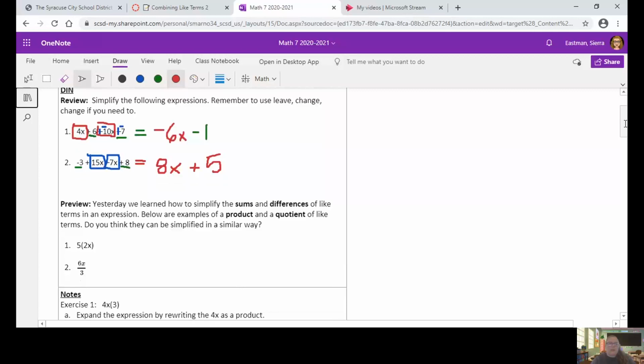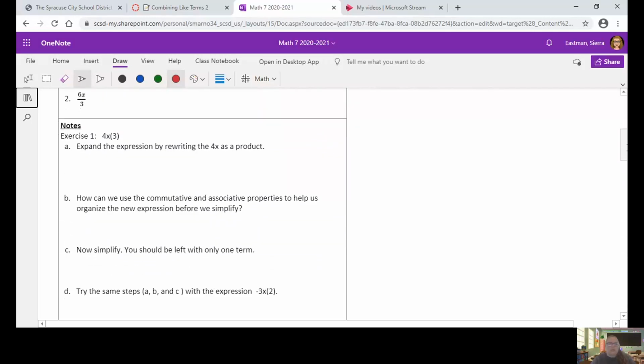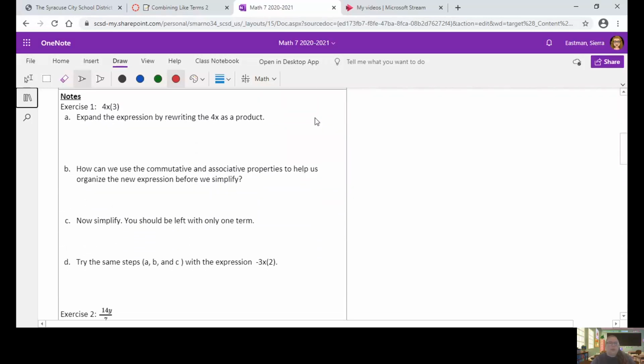When we are done with that, we can go ahead and scroll down to exercise 1. We have 4x being multiplied by that positive 3 in parentheses there. We can always rewrite expressions that look like this using our multiplication symbols if we need to. And that actually is what part A says. Expand the expression by rewriting 4x as a product.